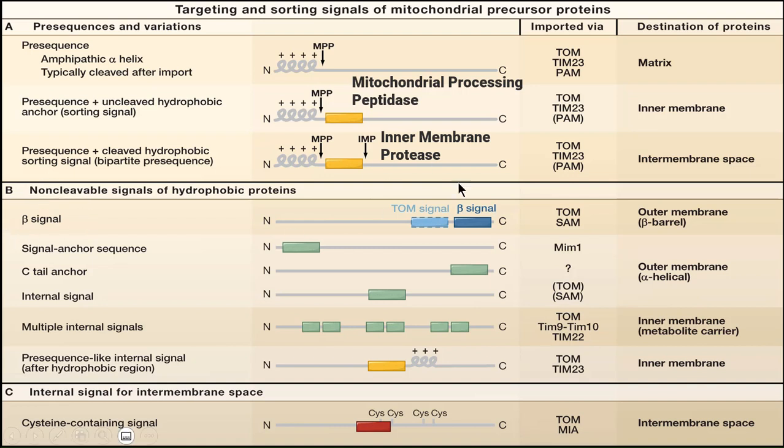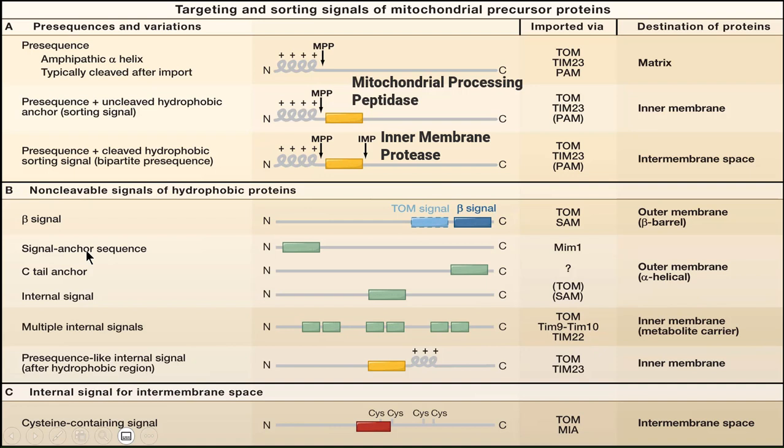Now, this protein has 2 signals. One is called the Tom signal and one is called the beta signal. The beta signal is present near the C terminal of this protein. When the protein comes out, it is going to enter the outer membrane first by the Tom signal and then integrate it in the outer membrane by the beta signal.